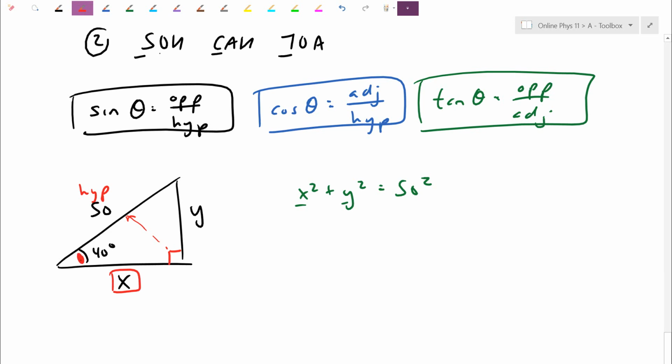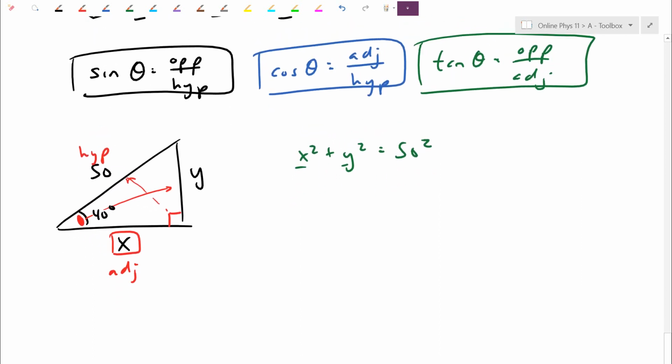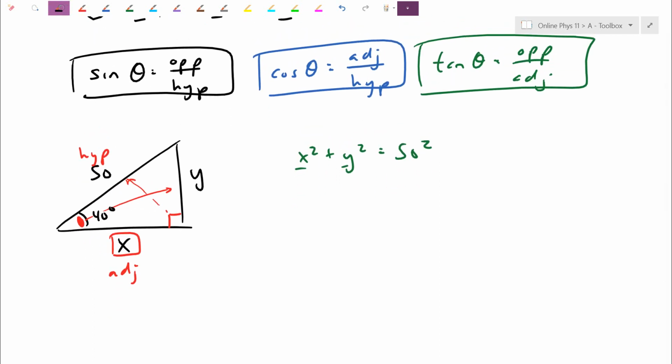If this is my eyeball here and the eyeball is looking across, that's opposite. So x is actually going to be the adjacent. I'm looking between sine, cos, and tan for the one that tells you the relationship between adjacent and hypotenuse. Oh, that's just cosine. So I'm going to rewrite the formula here: cosine of theta is equal to adjacent over hypotenuse.